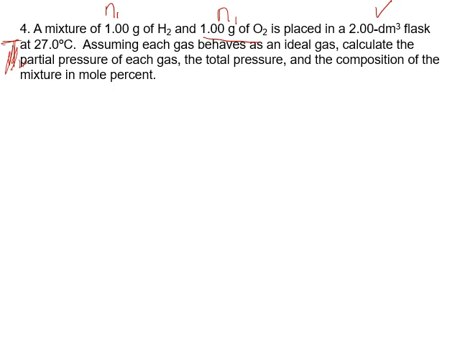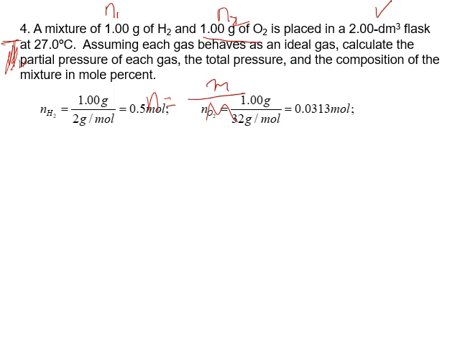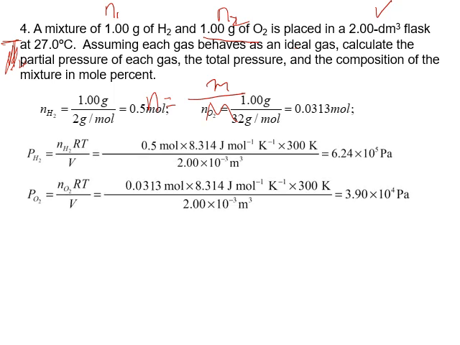So if this is 1, this will be 2. So calculate moles. How do you calculate moles? You use grams divided by molar mass. Mass divided by molar mass gives you number of moles. And to calculate pressure, because everything is an ideal gas, we have 2 ways to do it. One is to calculate total pressure using the total number of moles with the ideal gas law, or you can calculate partial pressure first. So here calculate the moles, and calculate the partial pressure. It's just like the sample question in the lecture notes.